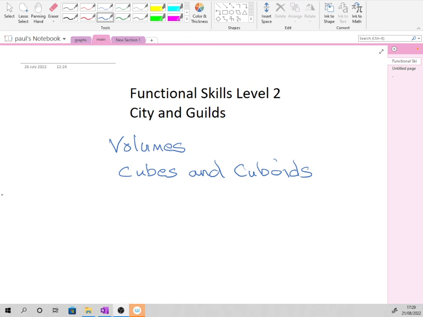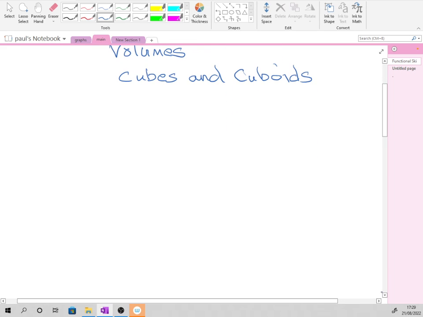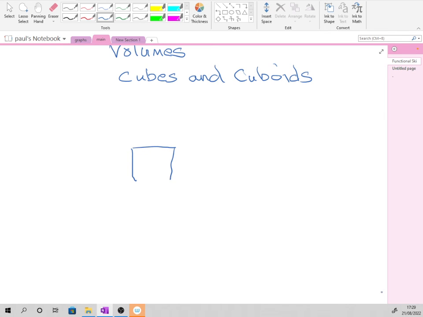Right, volumes now. Volume is the amount of space or the amount of material within a certain three-dimensional shape. So let's have a look at how we calculate volumes. Cubes and cuboids will be the first one, and then we'll move on to different, more complicated shapes.